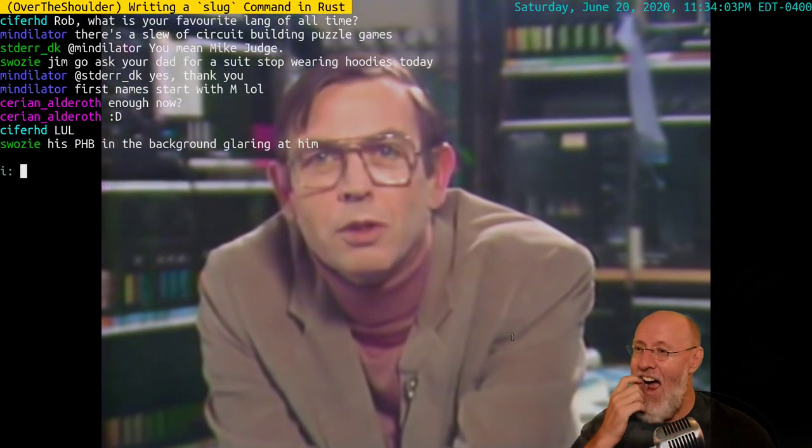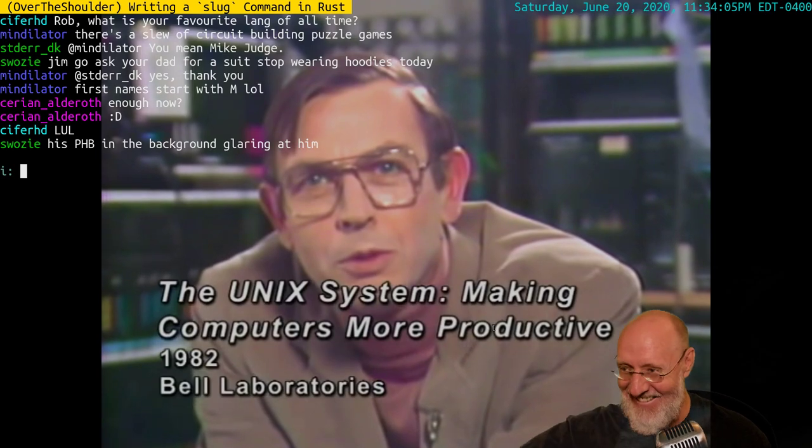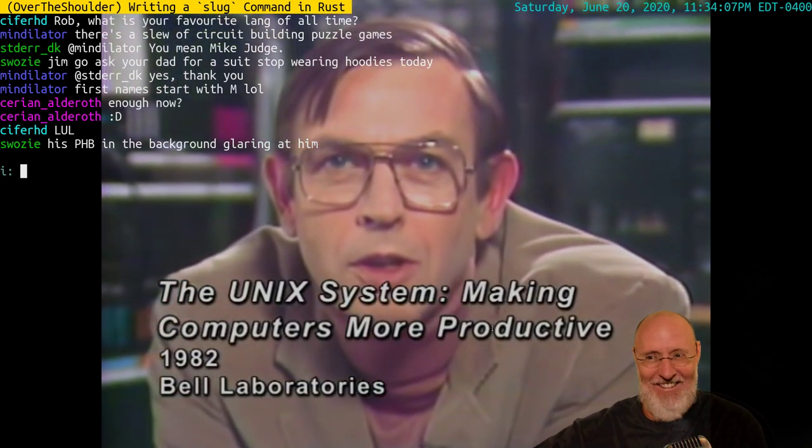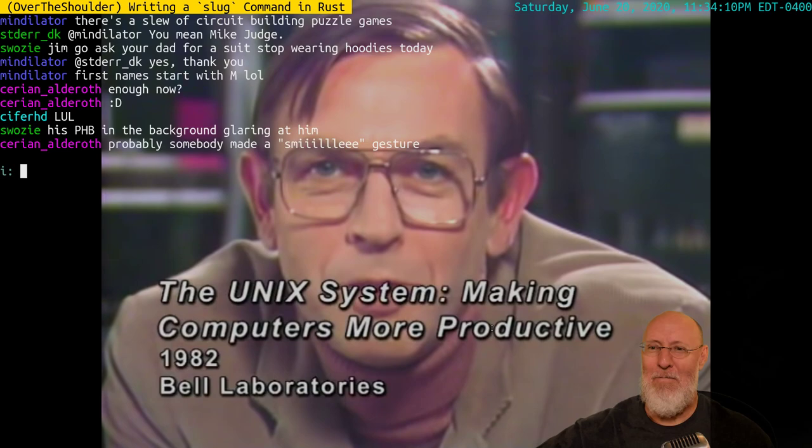So computer technology is going to have to evolve to be easier for people to use. The Unix system is not the end of the road in this regard. But I think it's a good step along.